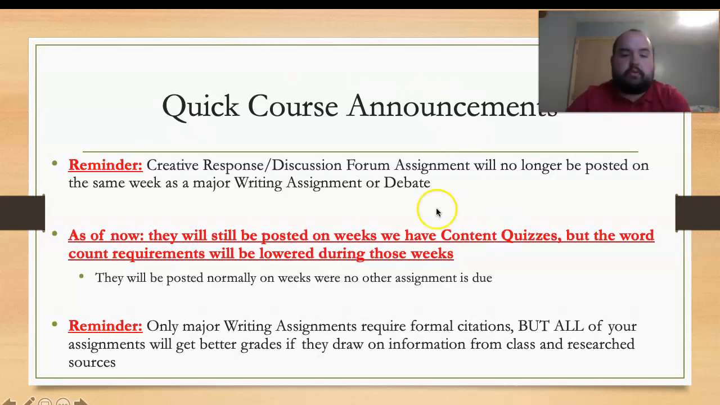Do let me know if you have any questions about any of these, and also do remember that your creative response assignment from last week is extra credit, so you will not be penalized if you did not turn that in.